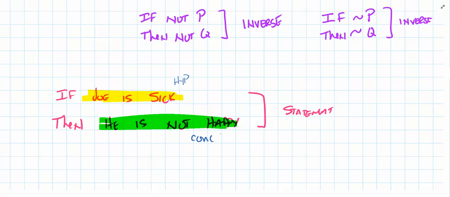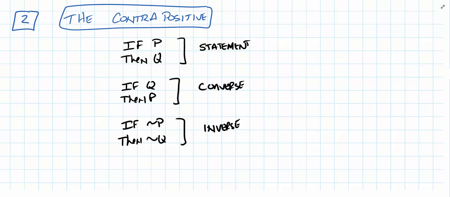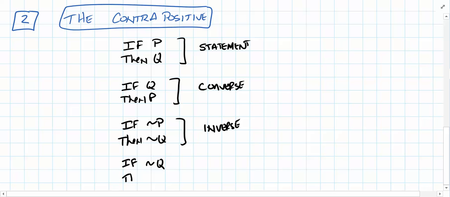Now, here's what we have so far. If P then Q, statement. If Q then P, converse. If not P, then not Q is the inverse. Can you guess what the contrapositive is going to be? If not Q, then not P. There you go. This is called the contrapositive.